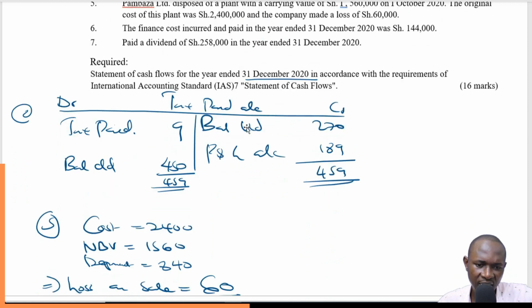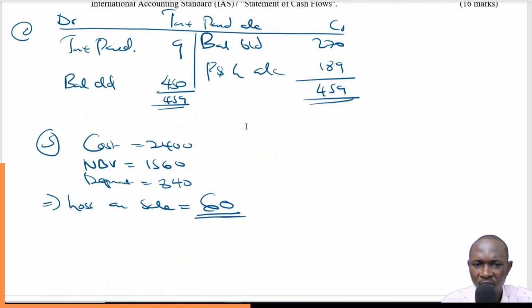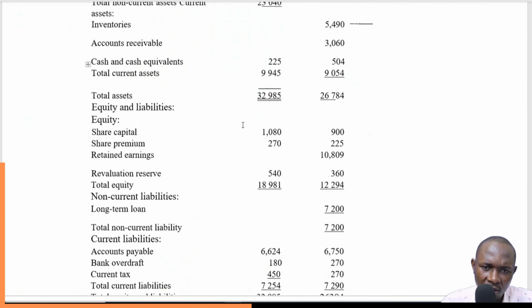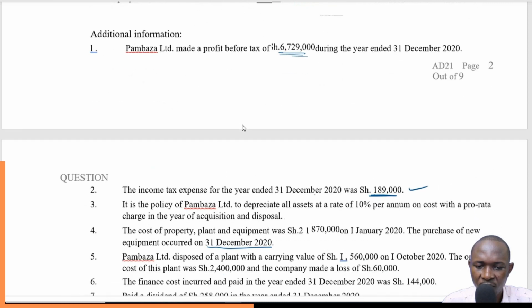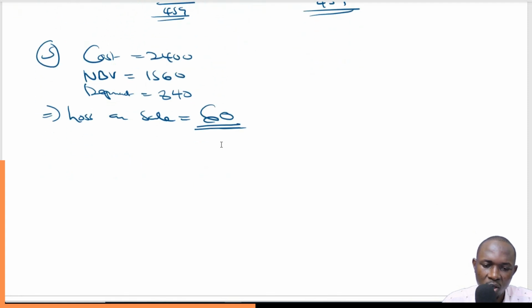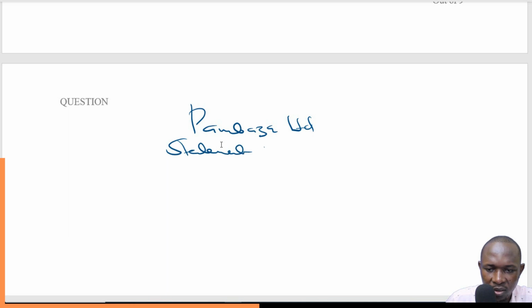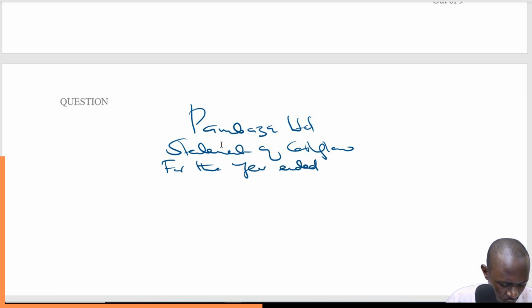So let's start, then we'll work out as we move on, especially on the depreciation. We will work out that one when we come to that particular point. So perhaps we might just want to leave some space for depreciation. That will be space enough for depreciation. So let's start this question. The question is on Pambaza Limited, and is a statement of cash flow or cash flow statement for the year ended 31st December 2020.